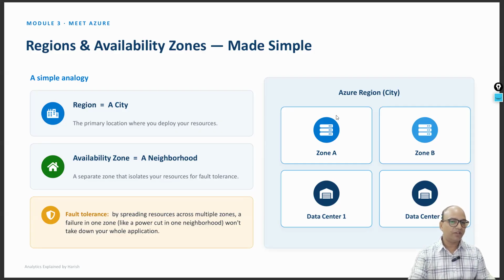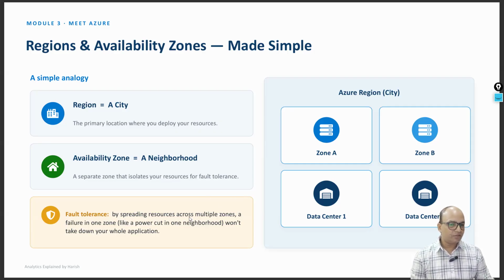So we have the buildings, and inside a building we have the data centers, and those buildings are inside locations in the city. So the city as a whole is a region, and inside the city we have different locations or neighborhoods where we have the availability zones. Inside a single availability zone we have different data centers, in the same way, right? Don't get confused here.